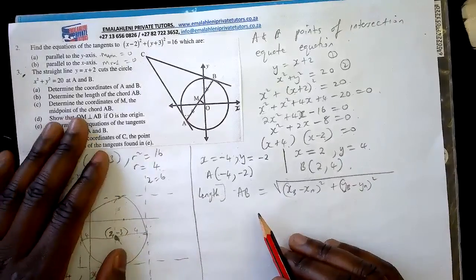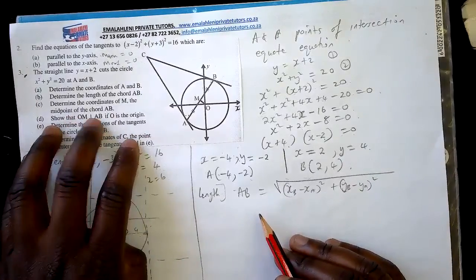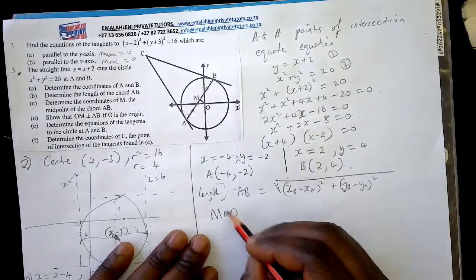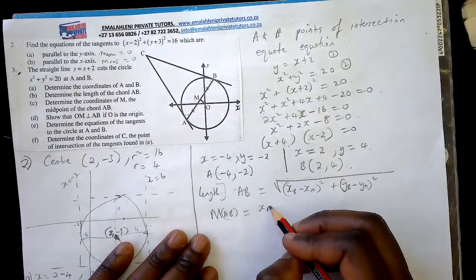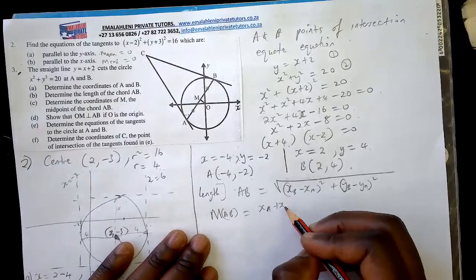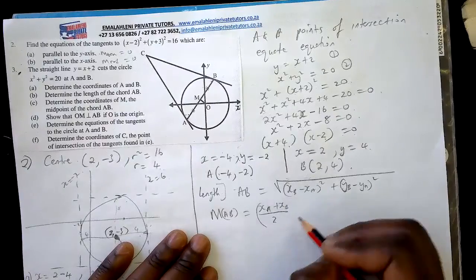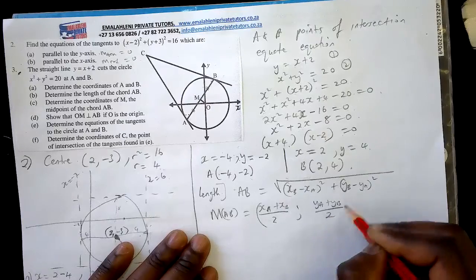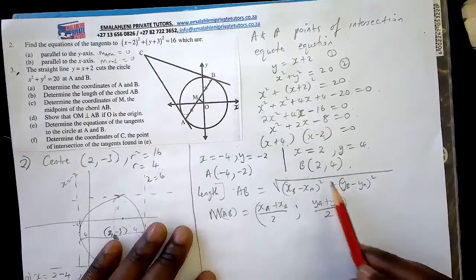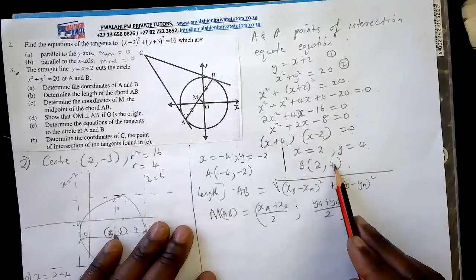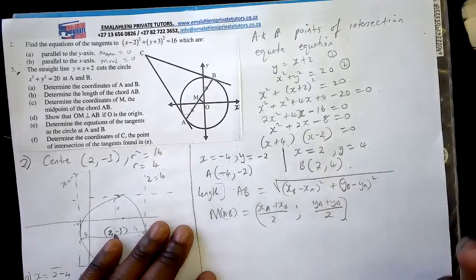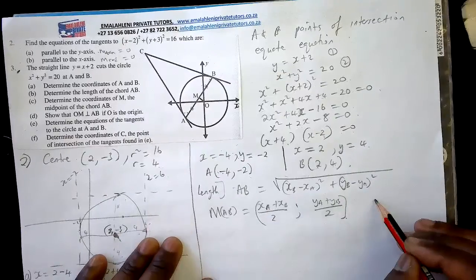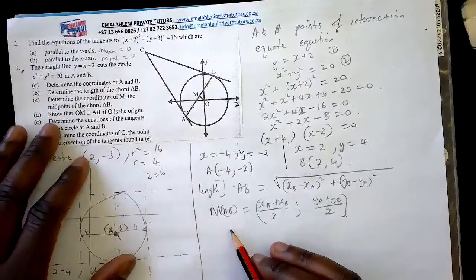Then determine the coordinates of M, the midpoint of AB. We say XA plus XB over 2 in bracket, then YA plus YB over 2, then you find your answer. So you're just adding them. 2 plus negative 4, you get negative 2, divided by 2, you get 1. That's what you're saying here. So it means that you have got 1 there, the other coordinate. Then now let's move on.